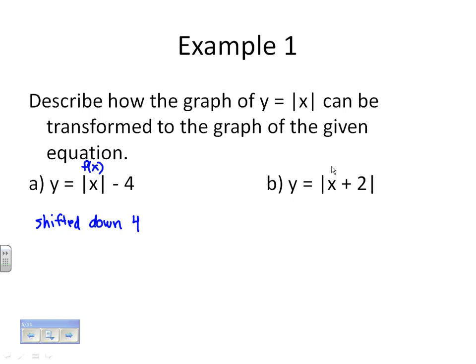For part B, my f of x is still this absolute value of x. And so what I'm doing here is I'm adding 2 inside my function. So instead of thinking about plus 2, I need to say, well, I'm going to the left 2 because it's the opposite of what we'd normally think of. Plus 2, the opposite is going to be shifted left 2. Okay, and so that's all we would do on those is say what kind of shift is happening there.